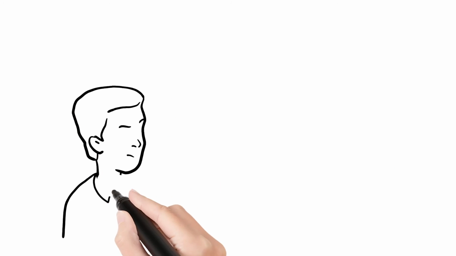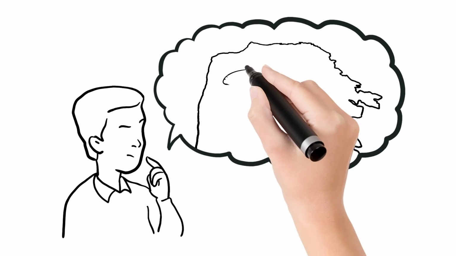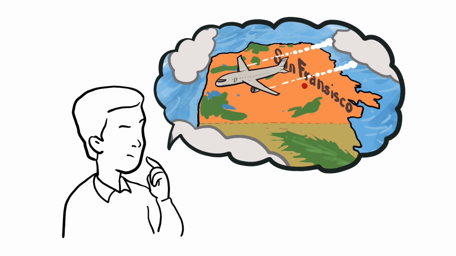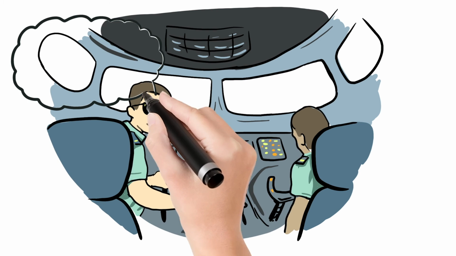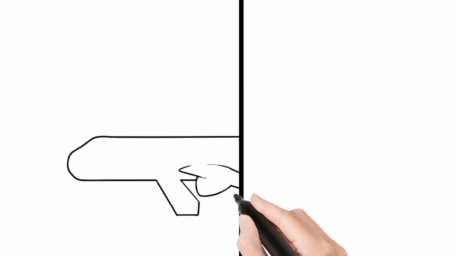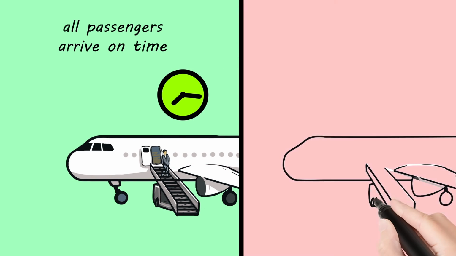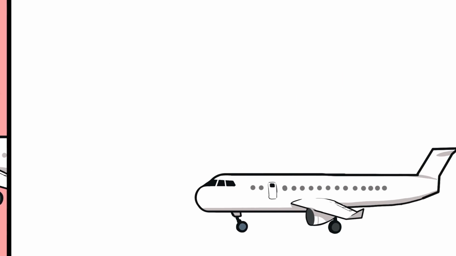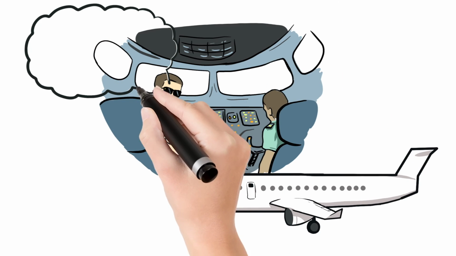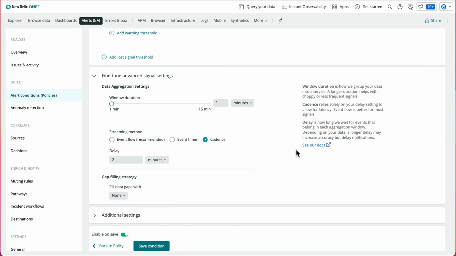Imagine you are a pilot flying planes from San Francisco. You're given a time when the plane must depart. Your goal is to leave exactly at the given time, not a minute later, not a minute earlier. Whether all the passengers show up on time, some arrive late, or the whole plane is empty, you don't really care. At the given time of departure, you're going airborne and flying with or without any passengers. That's what cadence is like. You set a timer. If the data comes in or not, you don't care, as long as it stops at the exact time you set.